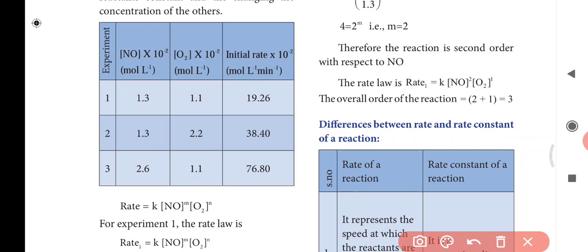The rate law for the first reaction is nothing but k, the concentration of NO to the power 2 and the concentration of oxygen to the power 1. This 2 and 1 are the orders of reaction. Then if you want to find the overall order, we should add 2 plus 1, so we will get 3. The 3 is the overall order of the reaction.